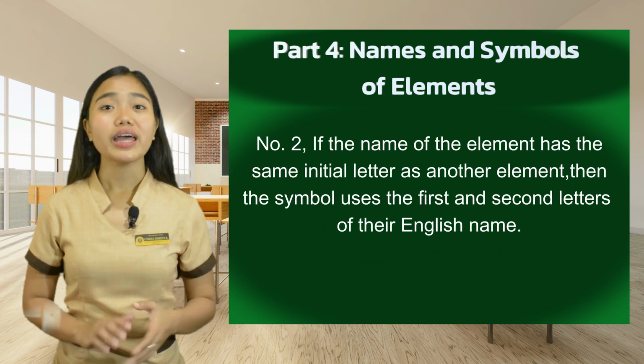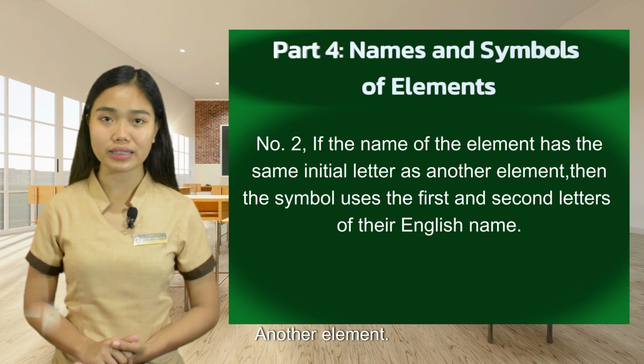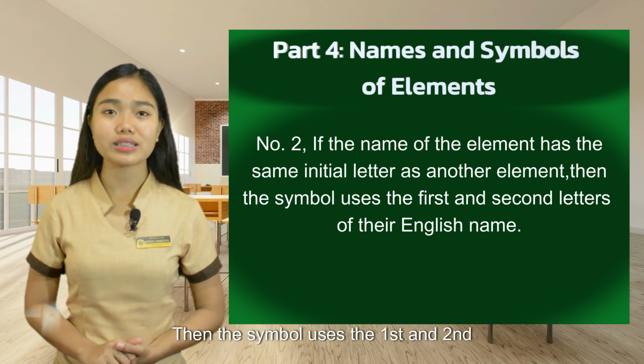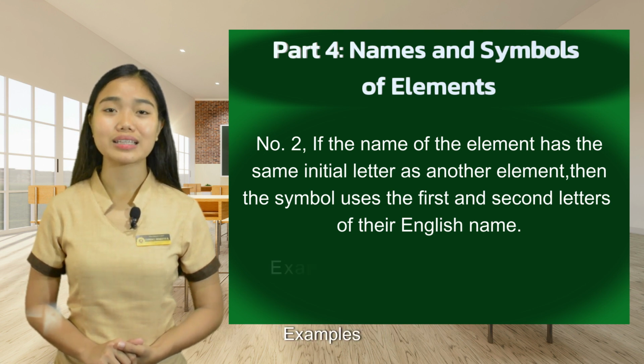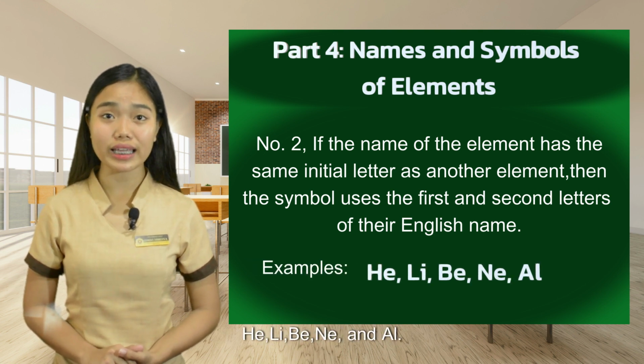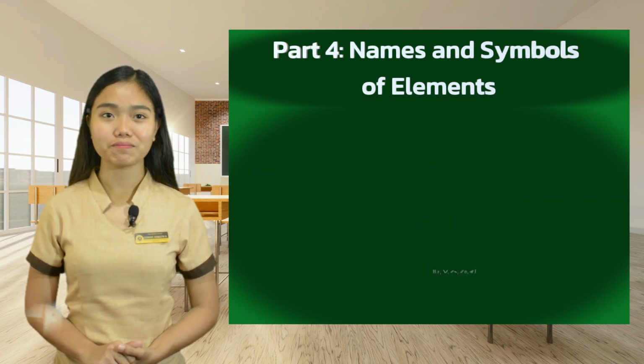Number 2. If the name of the element has the same initial letter as another element, then the symbol uses the first and second letters of their English name. Examples: He, Li, Be, Ne, and Al.